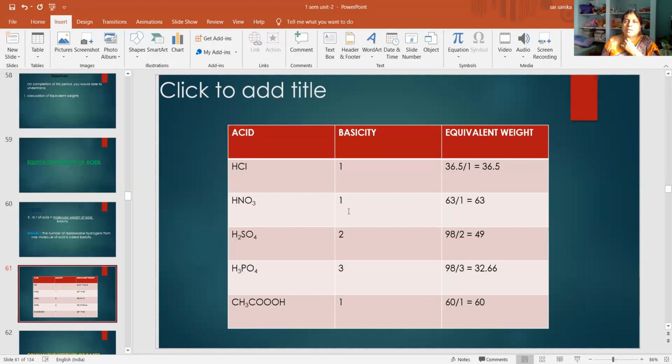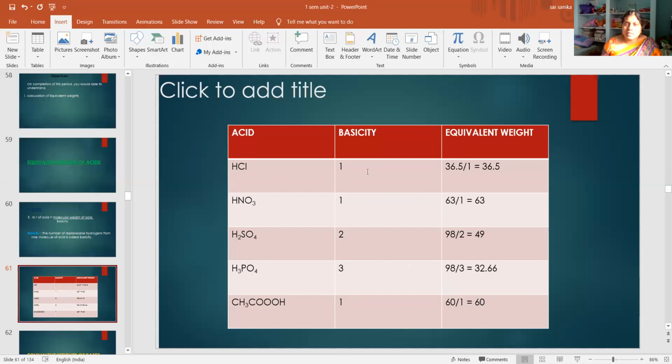HNO3, its basicity is 1, so its molecular weight is 63. 63 by 1 is 63. H2SO4, its basicity is 2, its molecular weight is 98. 98 by 2 is 49. Then H3PO4, its basicity is 3. Its equivalent weight is 98 by 3, which is 32.66. And acetic acid, its basicity is 1, so 60 by 1 is 60.